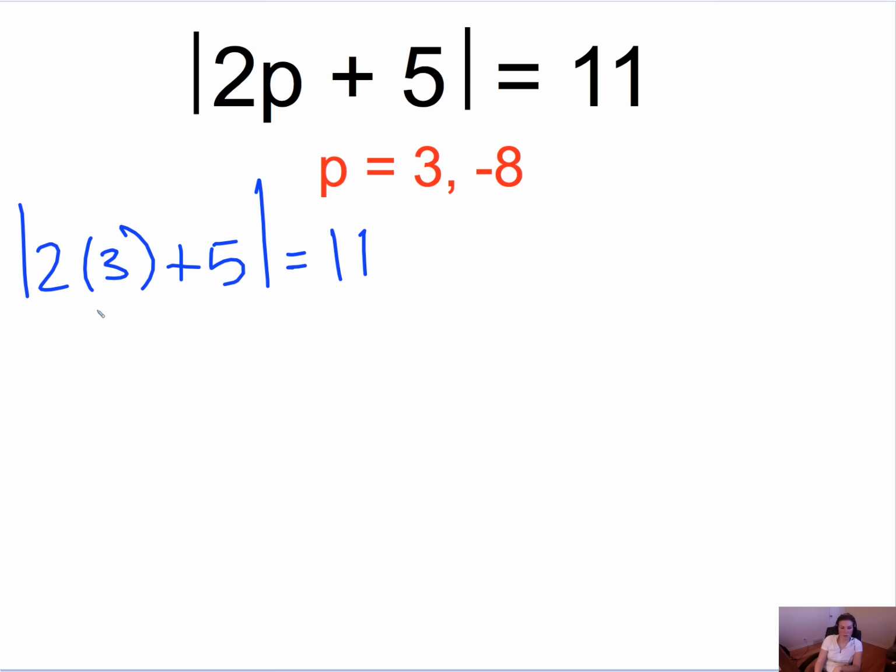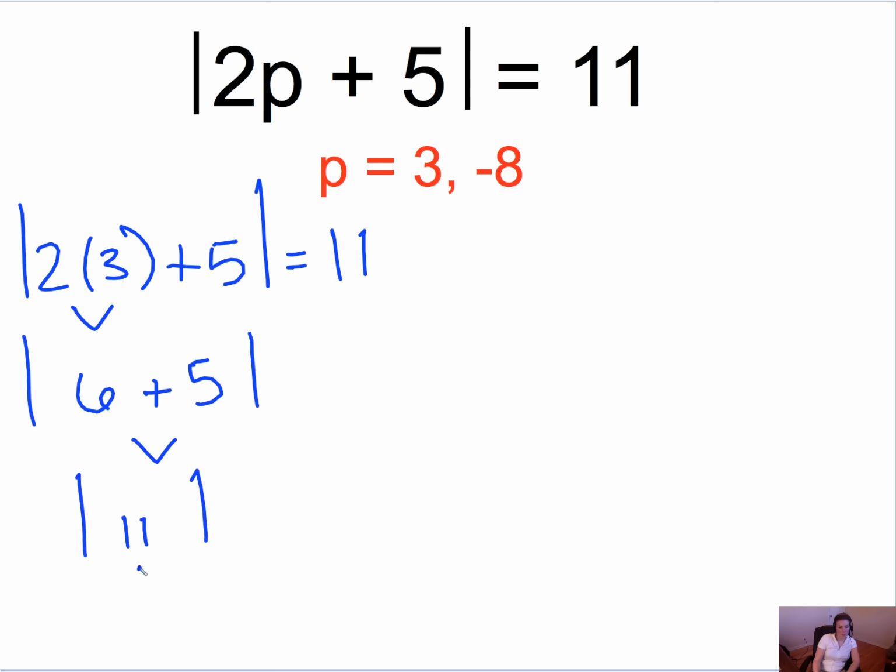So first we have to solve what's in the absolute value symbols, and within there we have multiplication and addition, so we need to do the multiplication first. Keep my absolute value sign, so that's 6. And then 6 plus 5 is 11. And the absolute value of 11 is 11. And over here obviously we still have 11, we can't do anything, so I just brought that down. So the 3 works. Now let's try the negative 8.